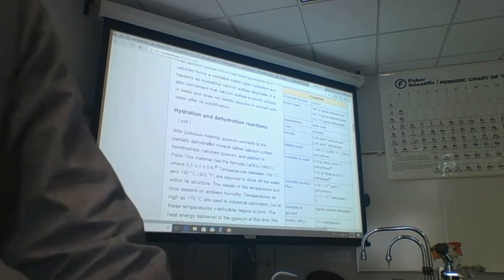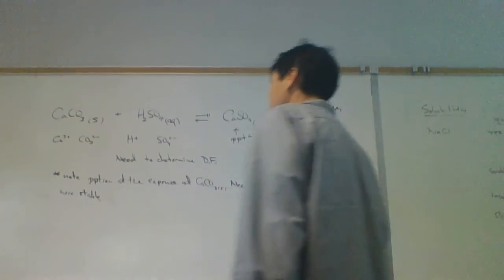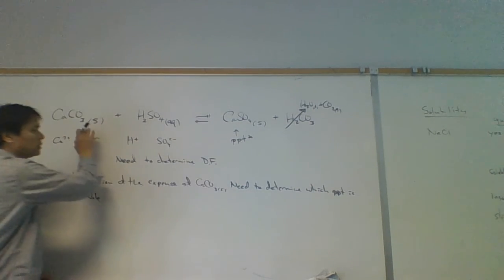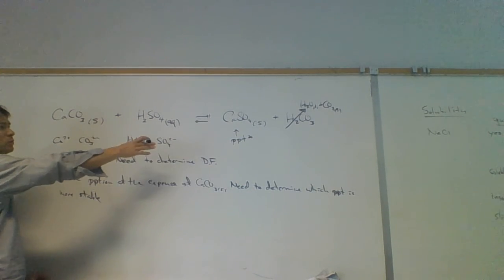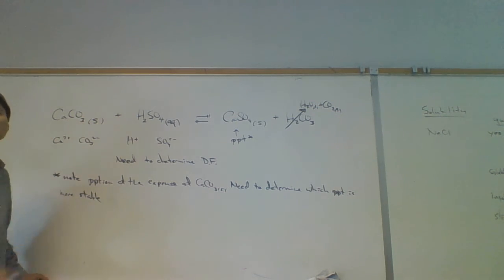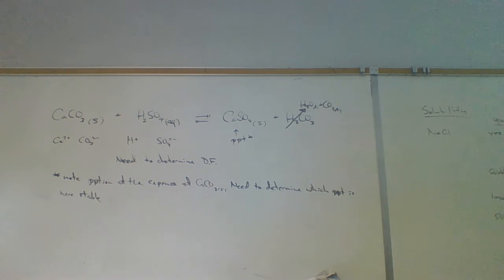We need more data. The melting point doesn't quite do it, so what we do is go off solubility because we're looking at precipitation. It turns out that calcium sulfate is more soluble than calcium carbonate. If calcium sulfate is more soluble, then this is favored. Does that mean that the higher the melting point, the stronger the lattice? The stronger the lattice, the less will dissolve. Calcium sulfate has a higher melting point, so it has a stronger lattice.